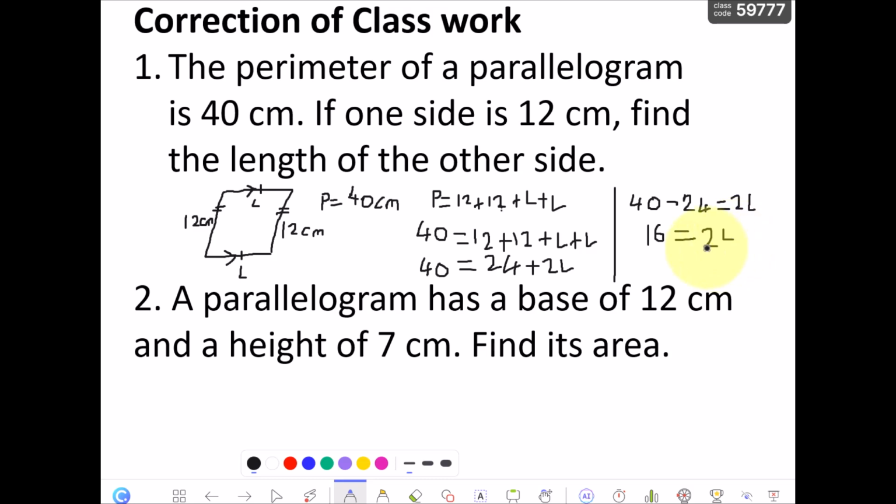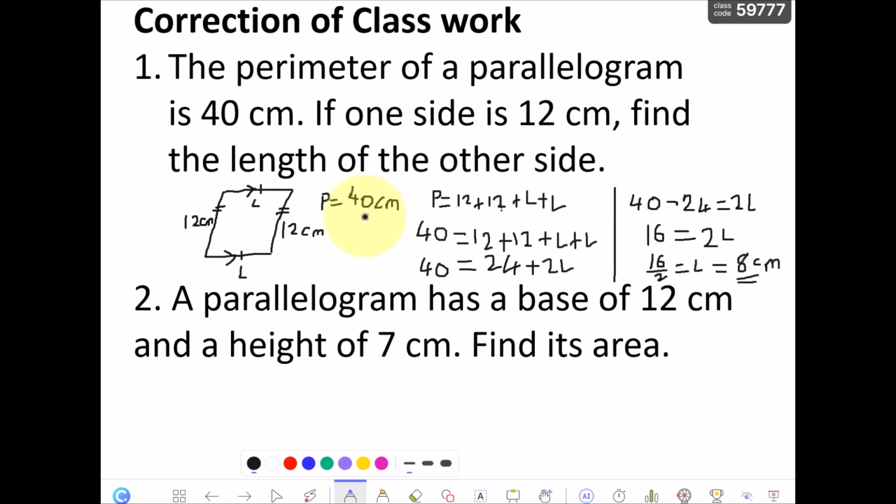Then the next thing is to divide both sides by 2. You know how to solve our equation, which is 16 divided by 2, and that will be equal to what? So 16 divided by 2 will give us 8. So the first question, our answer is 8 centimeter.